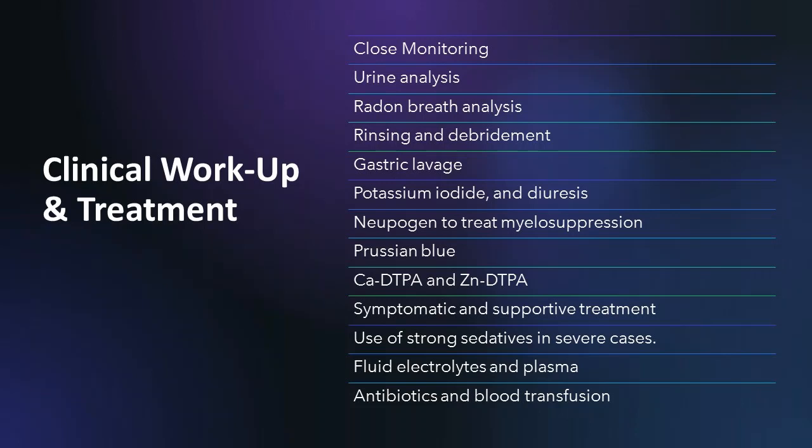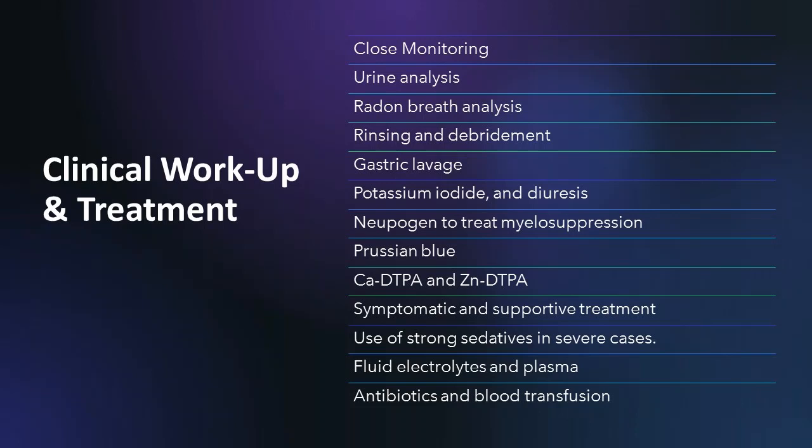Prussian blue is a pigment approved by the FDA for the treatment of radioactive cesium and non-radioactive thallium exposures. This pigment traps these elements in the intestine, rendering them non-absorbable, and expels them out of the body in the stool. Calcium DTPA and zinc DTPA are also FDA approved drugs that speed up the excretion of some radioactive materials from the body.